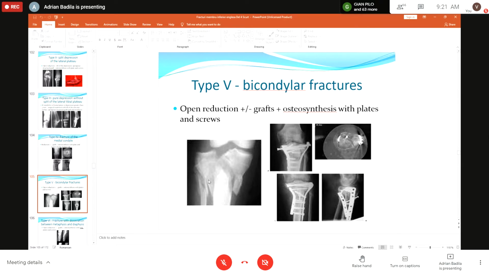Because we have fractures of the medial plateau and of the lateral plateau, usually we will mount a plate on the lateral side and another plate on the medial side. So 2 plates in the bicondylar fracture.